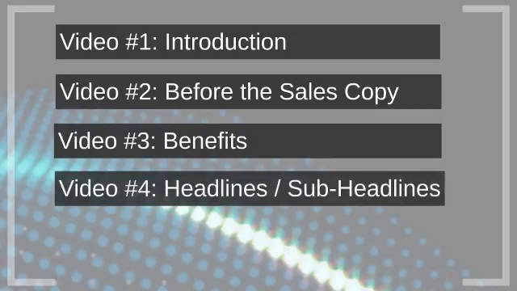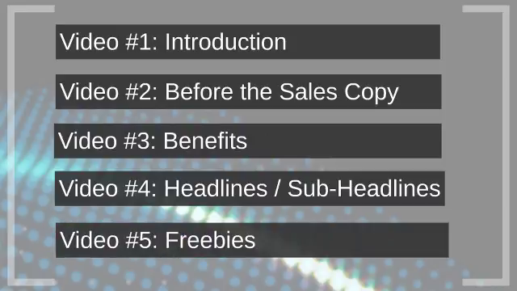Video number 4, we're going to talk about headlines and sub-headlines. So I'm going to give you some real-life examples of different headlines that have worked for us and that will definitely work for you if done correctly. Video number 5, we're going to talk about freebies, things that you can give away for free via the webinar or even before the webinar as an incentive to get people to sign up. Now, there's a right way of doing this and there is a wrong way of doing this, and I'll talk more about that in just a minute.